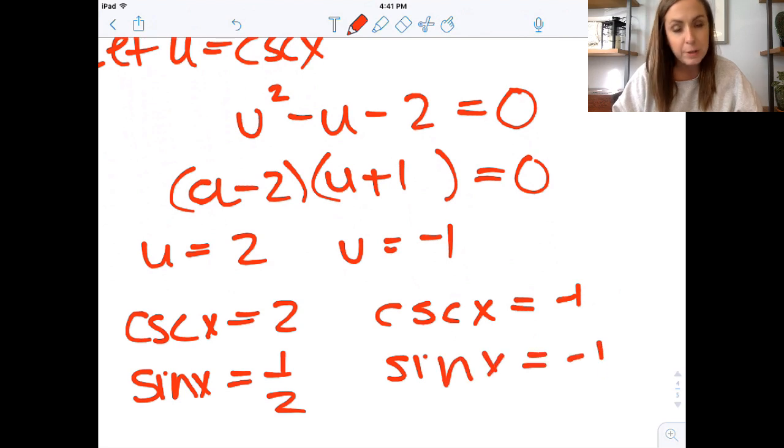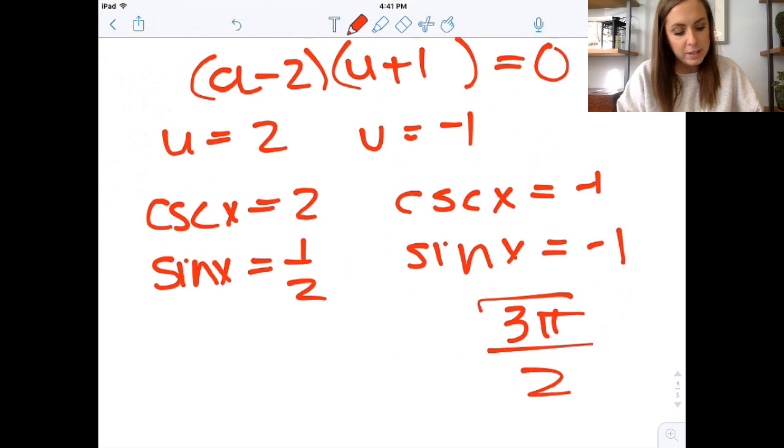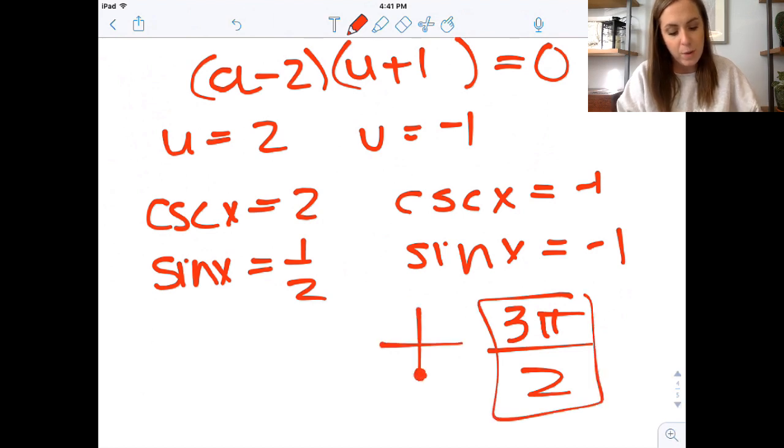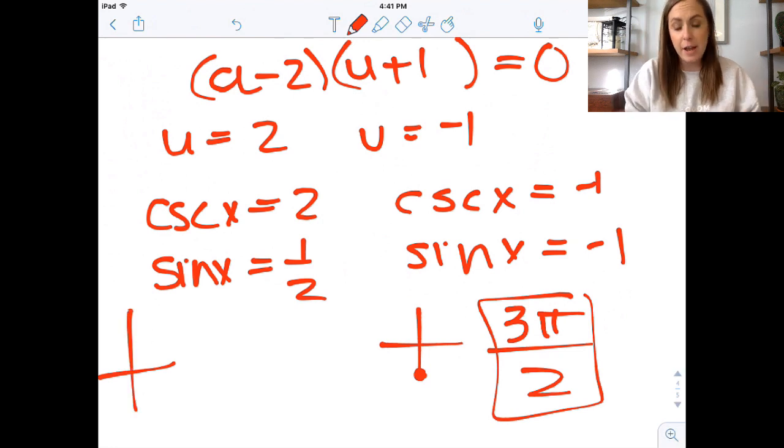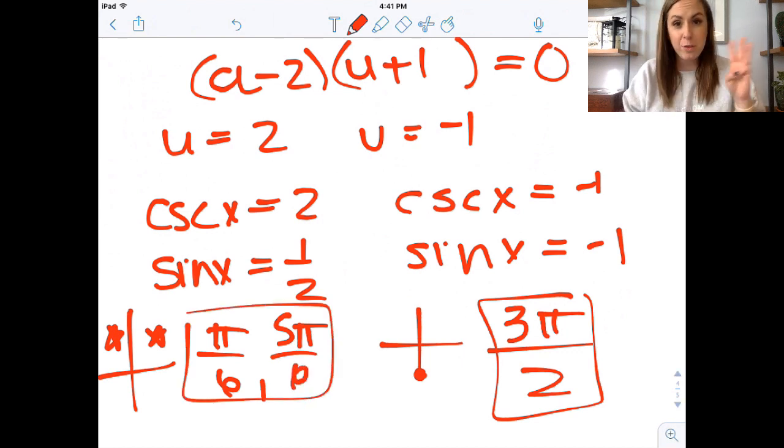Now, luckily for us on the negative 1, that is quadrantal. That one's pretty straightforward. This is just 3 pi over 2, because that's on the unit circle where the y value is negative 1. For this one, we need to think about what quadrant sine is positive in. That's here and here. My reference angle is pi over 6. And so this will be pi over 6 or 5 pi over 6. So we have 3 solutions there.